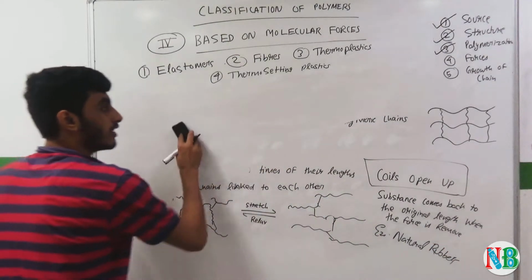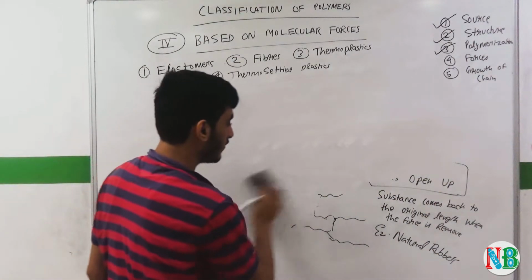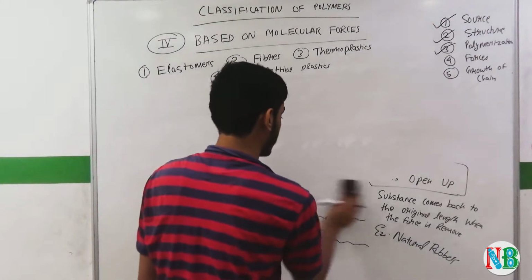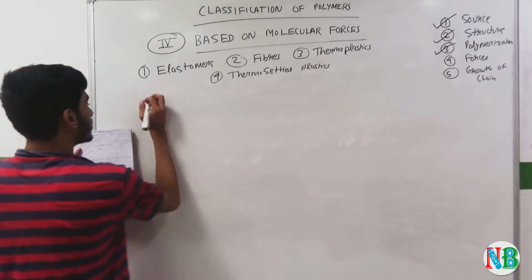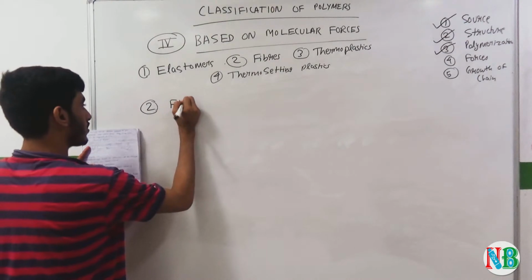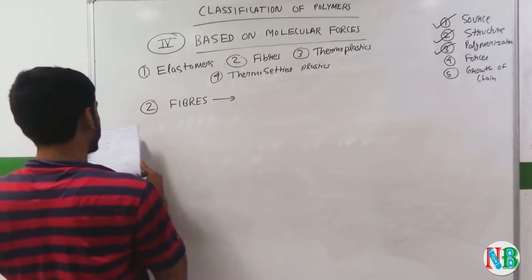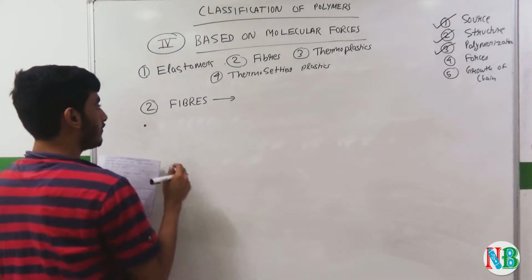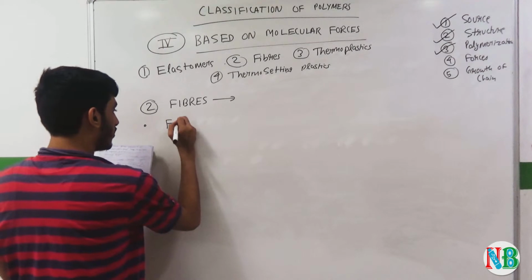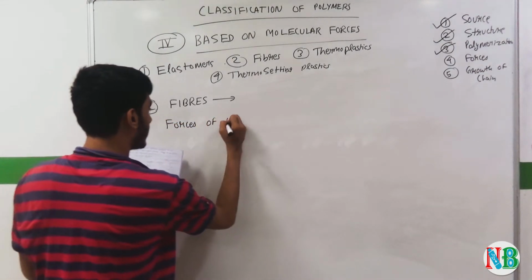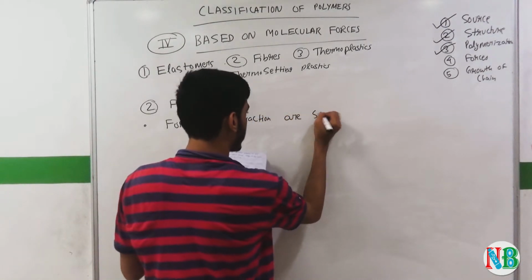Now comes the second type, the fibers. The fibers are used to make bags, shirts, pants, suits. In the case of fibers, the intermolecular forces are very, very strong. So the forces of attraction are strongest.